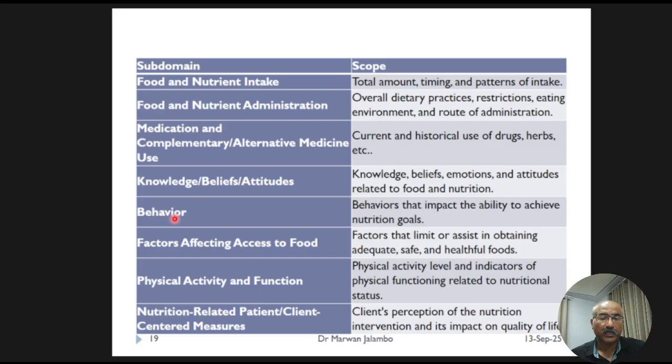We also consider factors affecting access to food like income or transportation, physical activity and function also, and even the client's perception of how nutrition intervention impacts their quality of life. So we will start by focusing on the first and most data intensive subdomain, food and nutrient intake.